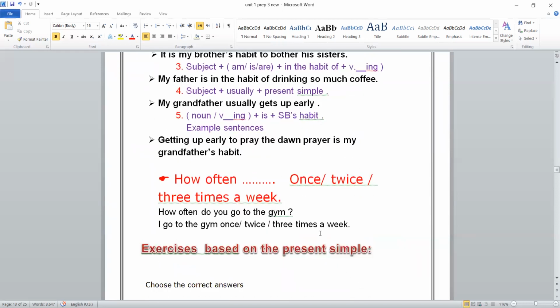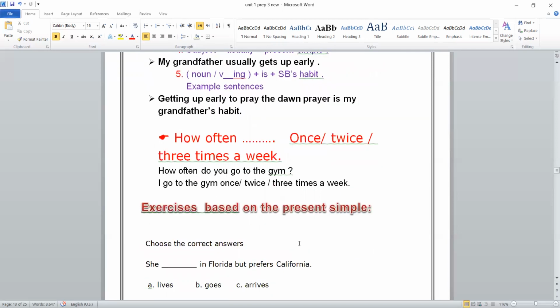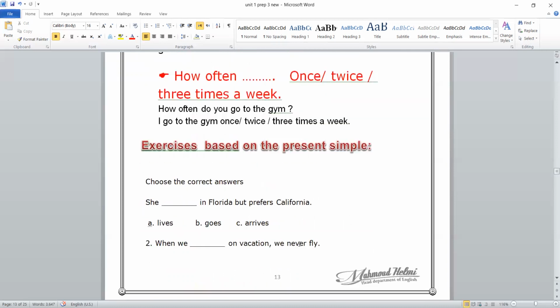We also have how often, once, twice, three times a week. If I want to ask how many times an action is happening, I use how often. How often do you go to the gym? I go to the gym once a week. I go to the gym twice a week. I go to the gym three times a week.